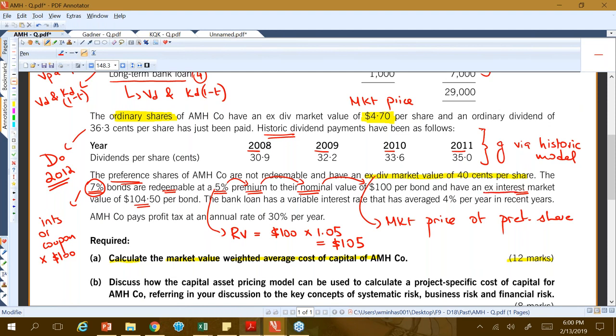And have an ex-int market value of 104.50. What is this? This is the market price of this debt. Traded debt, so it has a market price.